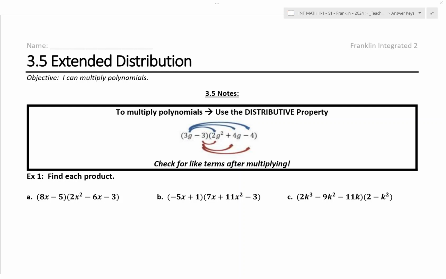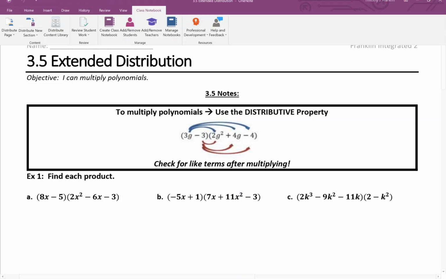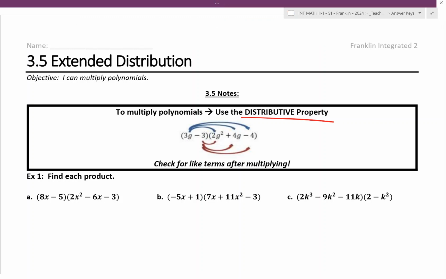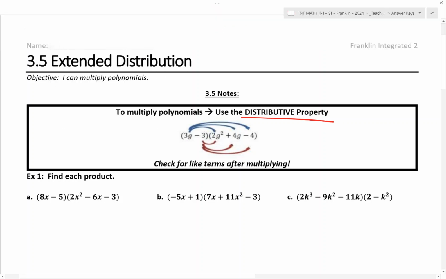Okay, to continue the work we did in the previous notes, we're going to look at distributive property with more than two terms. So in 3.4, we looked at multiplying binomials only, and today we're going to add to that. The actual work is the same though. As you can see, we're still using the distributive property. We are just going to be doing it more. And as always, check for like terms after multiplying. Just make sure you get everything in the first polynomial multiplied by everything in the second.